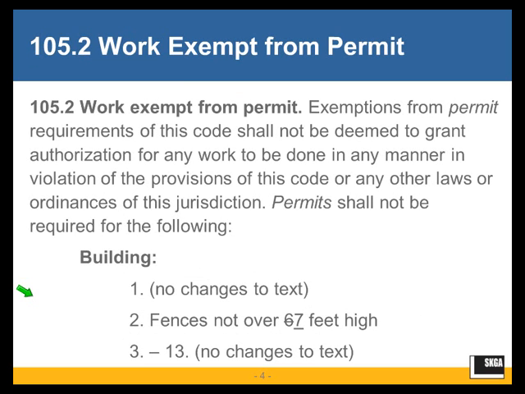Up front in Chapter 1, there is a section 105.2 which lists 13 items for which you are exempt from obtaining a permit. You're not exempt from complying with the code, but you are exempt from obtaining a permit. And one very small change here is for fences not over 7 feet in height. That was changed from 6 feet to take into account ornamentation and construction changes in the field, so that a permit's not required all the way up to 7 feet now.